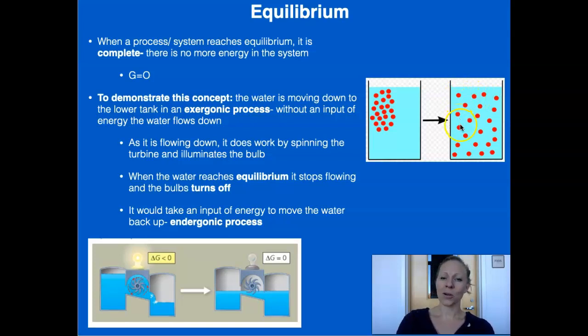However, there is no more concentration gradient. There is no more energy in this system. And so once equilibrium is reached, G equals 0. There's no more energy in this system.